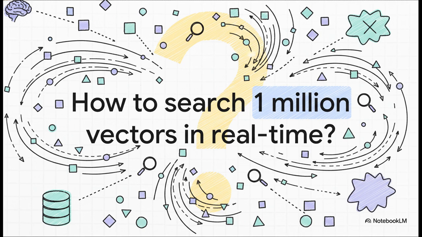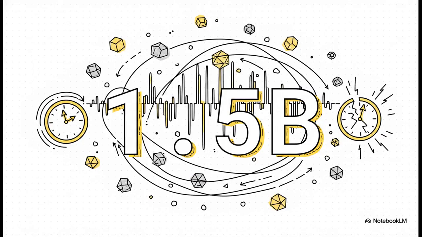Let's say a user hits enter on their search bar. If you have to compare their single query against every single document in your database to find that perfect cosine similarity match, the computational weight becomes an immediate, crippling bottleneck. To put that into perspective, if you try to do a brute force search over just 1 million high-dimensional vectors, you are looking at roughly 1.5 billion multiply-add operations per single query. It is a staggering amount of math. Your server latency would absolutely crash.